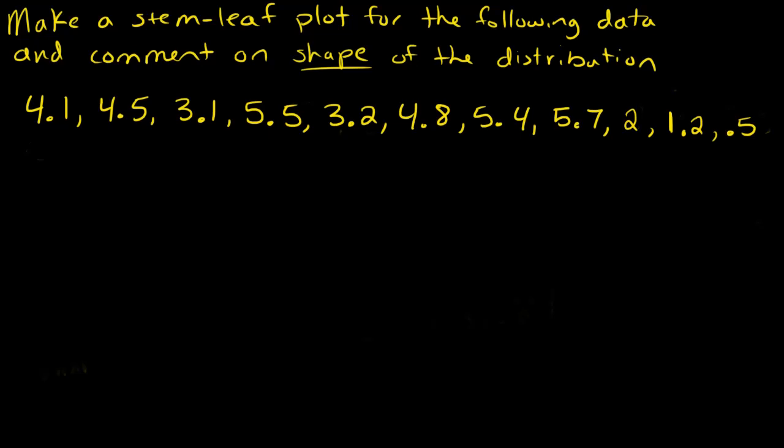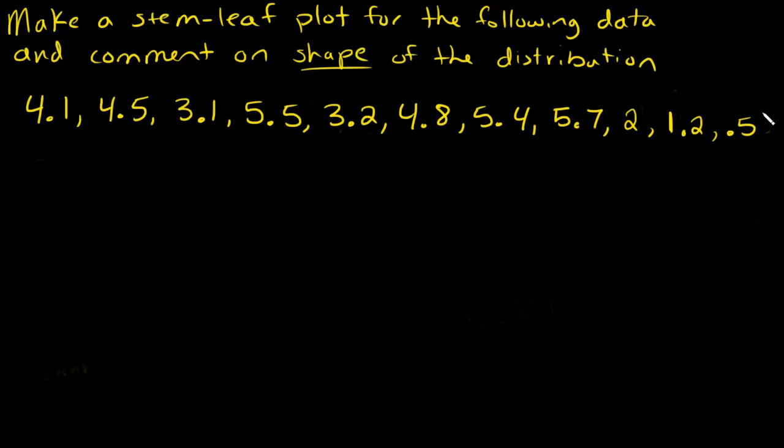Alright, in this video we're going to discuss how to create a stem leaf plot and then how to comment on the shape of the distribution using that stem leaf plot. So in this first example, I have data that has a place to the left of a digit and a place to the right of the digit. So what we'll do is we'll use the left as our stem and then all the numbers to the right as our leaf. So that's the stem leaf.